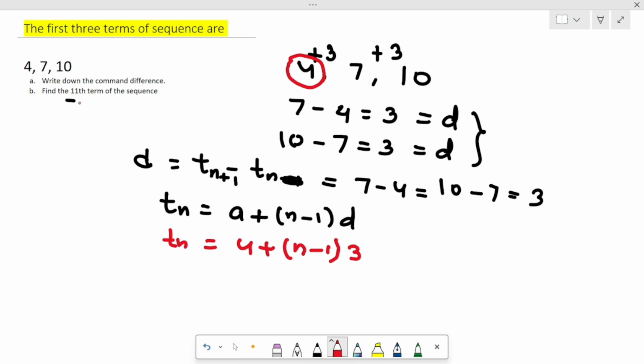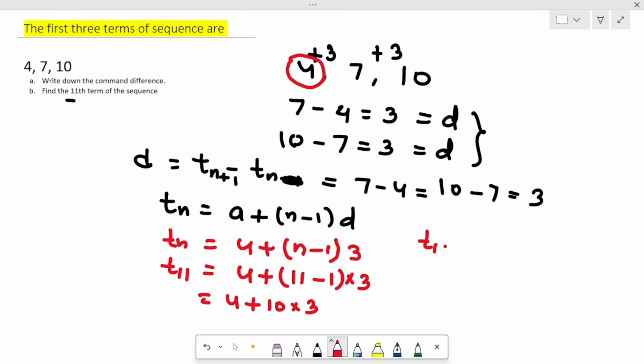Now I have to replace n with 11. So T11 is equal to 4 plus (11 minus 1) into 3. This is now simple. We first solve the bracket, following the bracket-first rule. So 11 minus 1 will be 10, and I'm going to write here 4 plus 10 into 3. Now we have to find the 11th term, so I am going to solve this further.